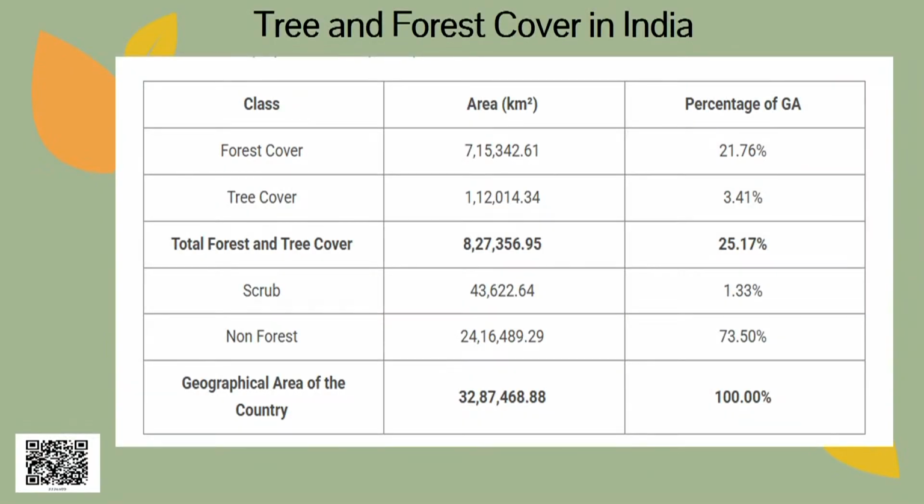We can classify area into forest cover and tree cover. Total forest and tree cover is 25.17% of the geographical area of the country. This is the area which is covered by trees and forest, and these are the percentages of this area.